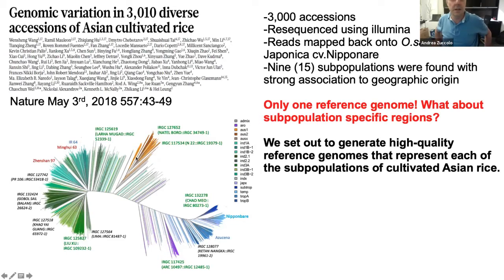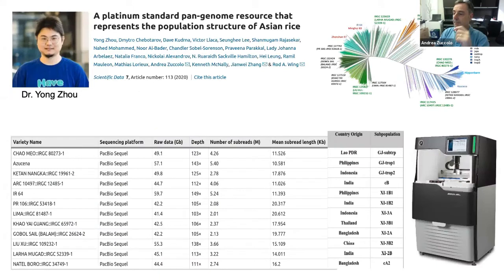This effort was great and provided very, very useful data, but suffers from one limitation, that is that only one reference genome was used. And so what if a subpopulation-specific region is available? That would have been missed. So in order to fill this gap, we tried to provide reference genome assemblies for all the subpopulations for which these sequences were not available, basically 12 of these subpopulations.